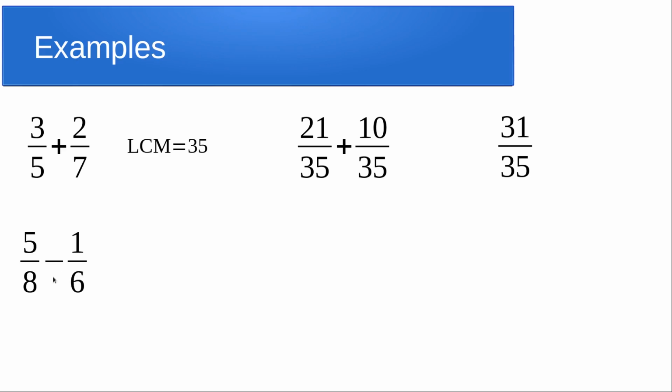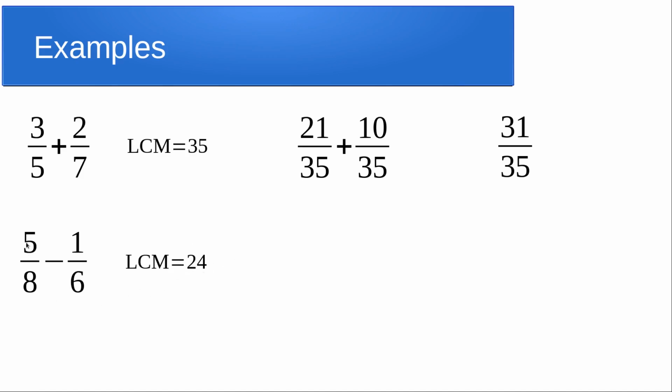Now let's look at a subtraction. So this time my denominators are 8 and 6. So I need to find their lowest common multiple. So we start with the biggest number. Does 6 go into 8? No. Does 6 go into 16? No. Does 6 go into 24? Yes. So I need to make it so that they both have a denominator of 24.